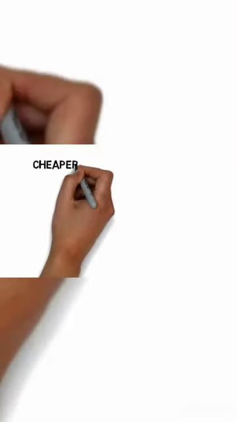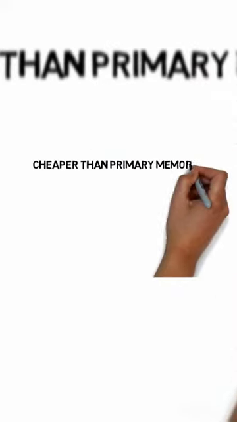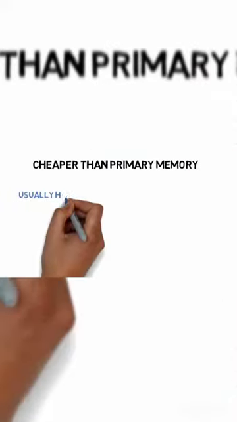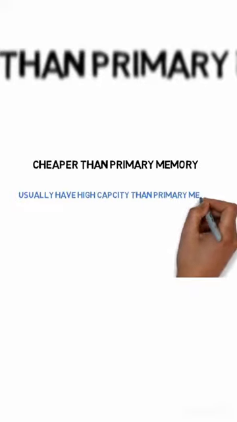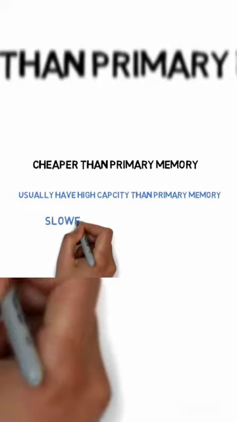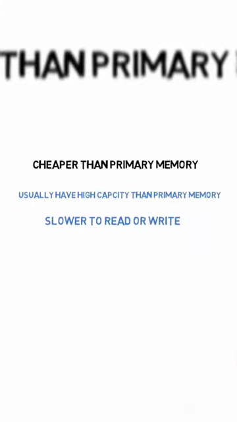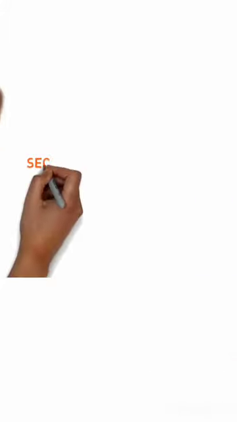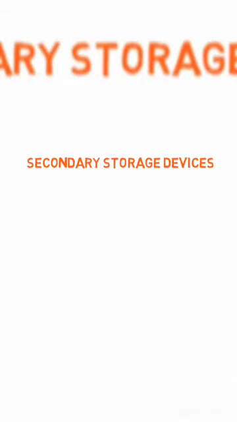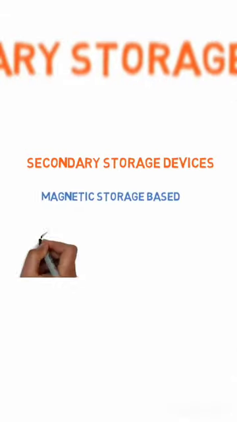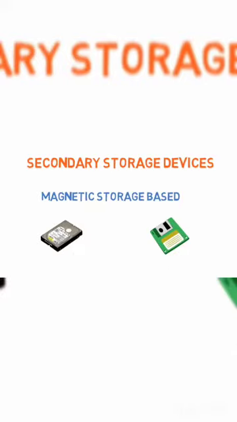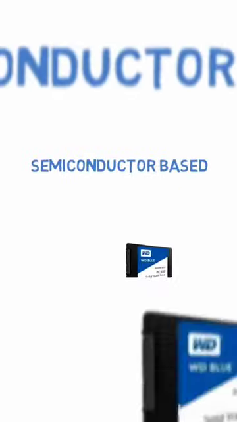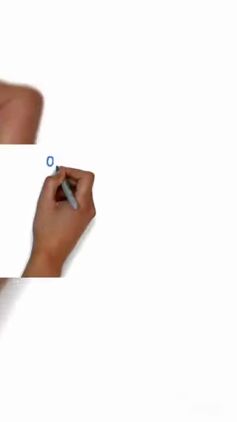Also, secondary storage devices are much cheaper than primary memory. So usually secondary storage devices have more storage capacity than primary memory. But they are significantly slower to read or write than primary memory because they are not connected to CPU directly. There are lots of different secondary storage devices like magnetic storage based hard disk, floppy disk, which have magnetic rotating disk, semiconductor based SSDs and flash drives, which don't have any moving parts like hard drives, and optical storage based CDs and DVDs, which use a beam of light to read or write data.